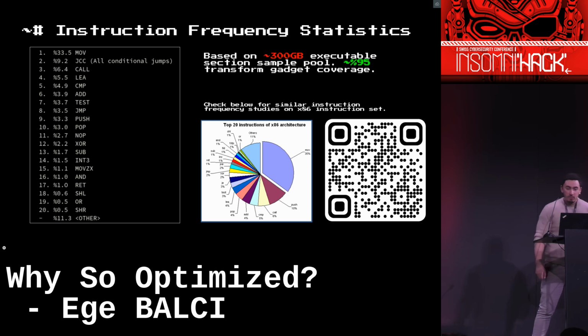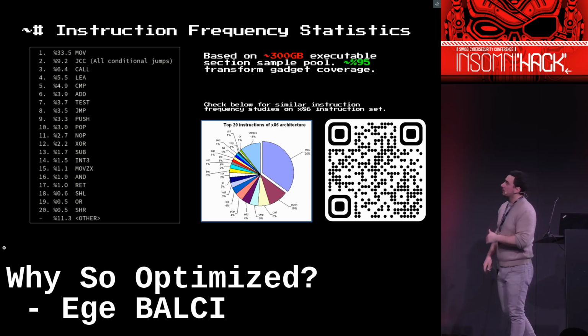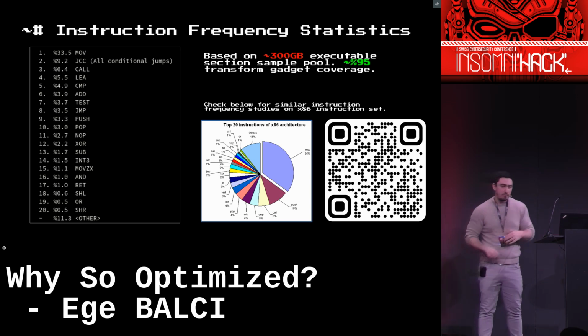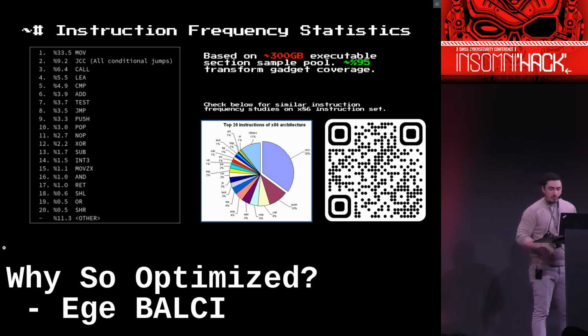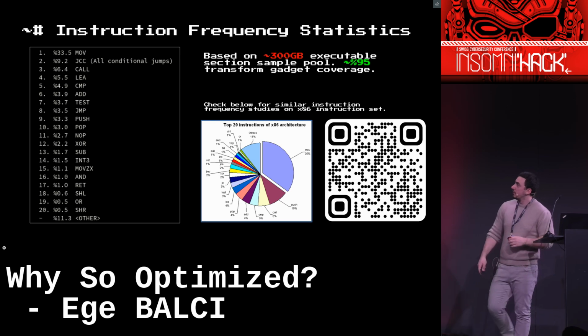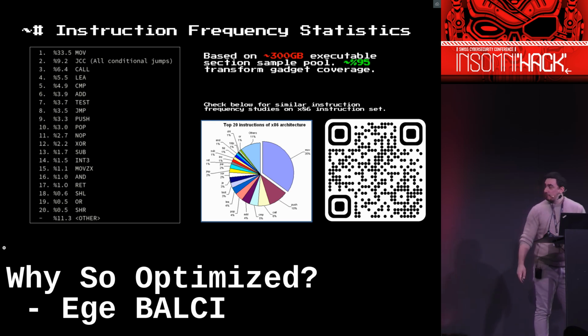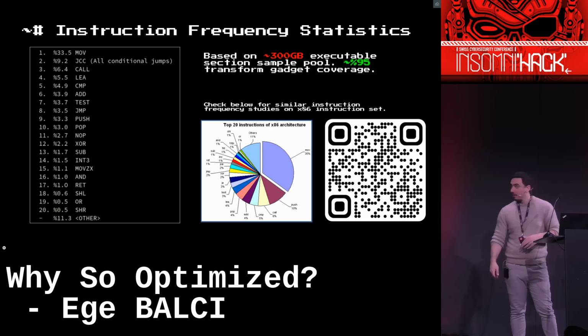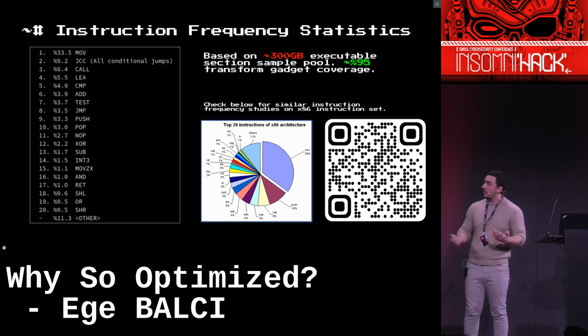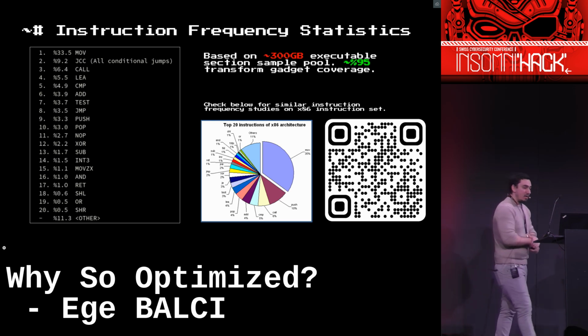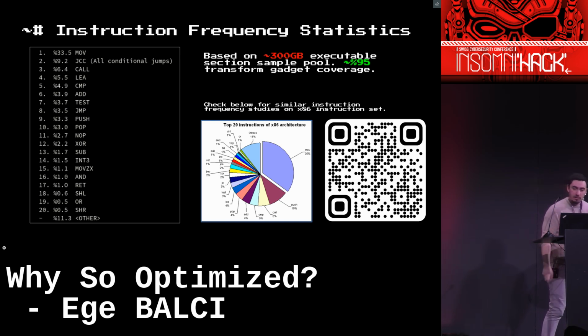And there are similar studies on the internet. If you scan this QR code, you can easily find one. Some other guy did a very similar study. This chart is his. And as you can see, he also found very similar results. In the first place, he has move. In the second place, he has push, which is in the 9th place on my list. In the third place, he has call, again in the 3rd place on my list. So it very much aligns with my list.